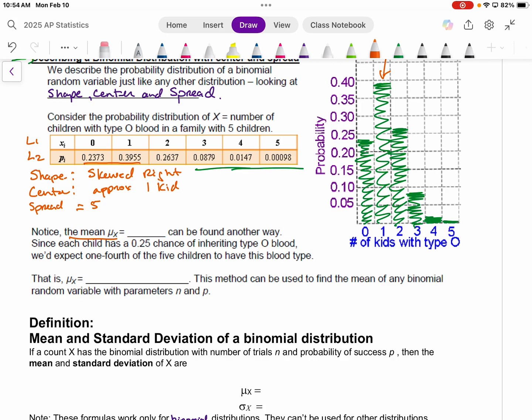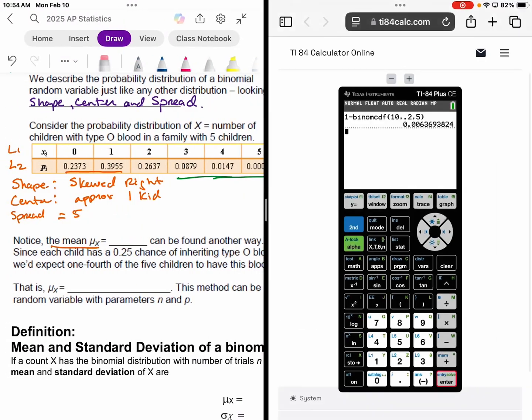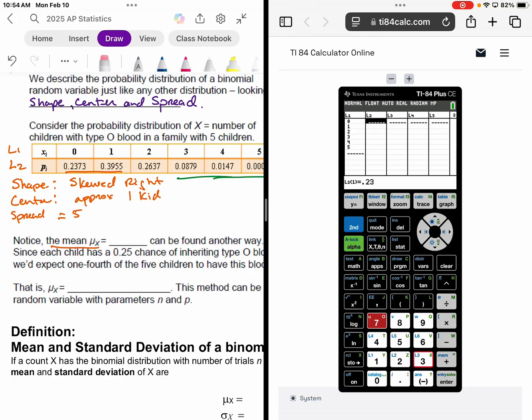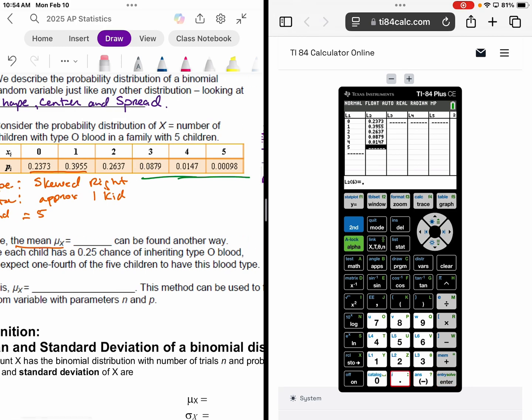All right, so let's do that real fast. Let's get that in there. Stat, enter. 0, 1, 2, 3, 4, 5 in L1. Then the probabilities in L2: 0.2373, 0.3955, 0.2637, 0.0879, 0.0147, and 0.0098. There we go. And then we go stat, calc, 1-var stat. Frequency list is L2. Hit calculate, and there we go.